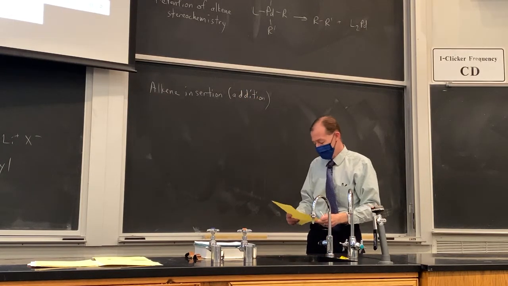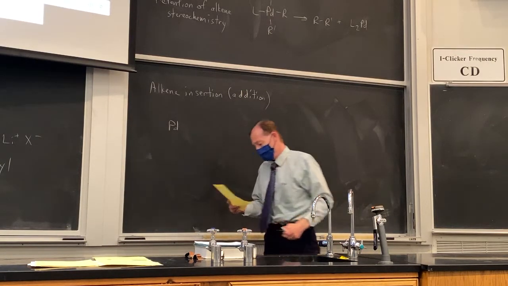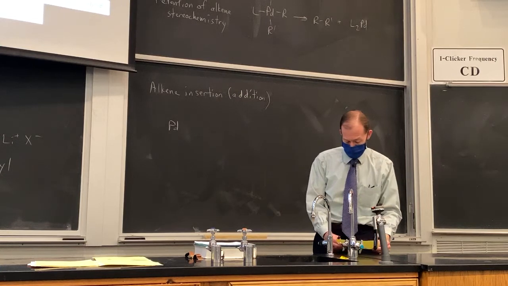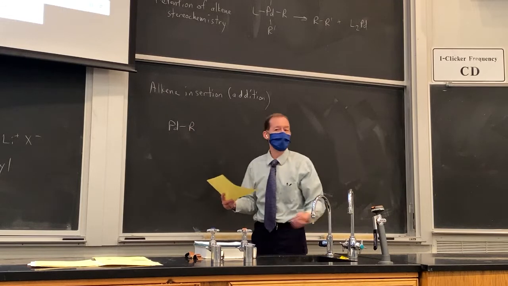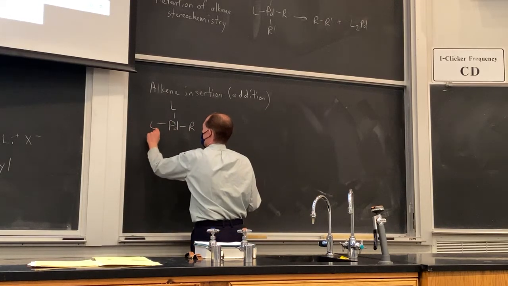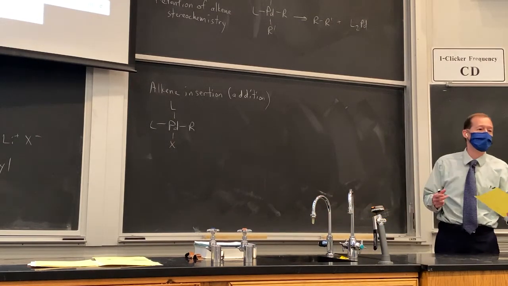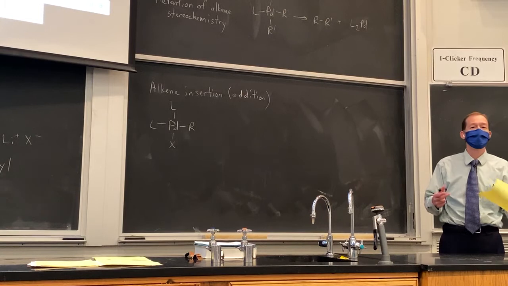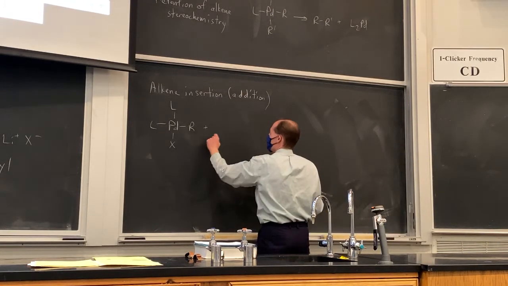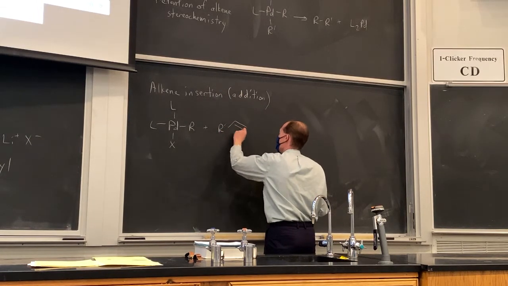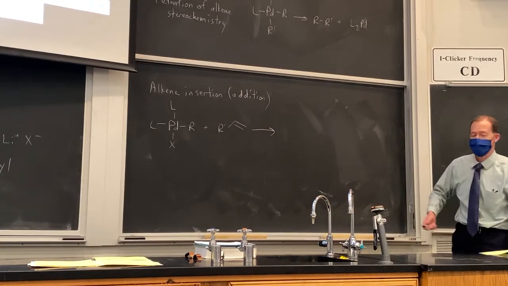Okay? So in an alkene insertion process, we're going to have palladium, and then that palladium is going to have some sort of R group. It's going to have our two ligands. It's usually going to have a halide. So this typically has been formed by an oxidative addition process. And then after an oxidative addition process, if this palladium species encounters an alkene, it can perform an addition reaction to that alkene.